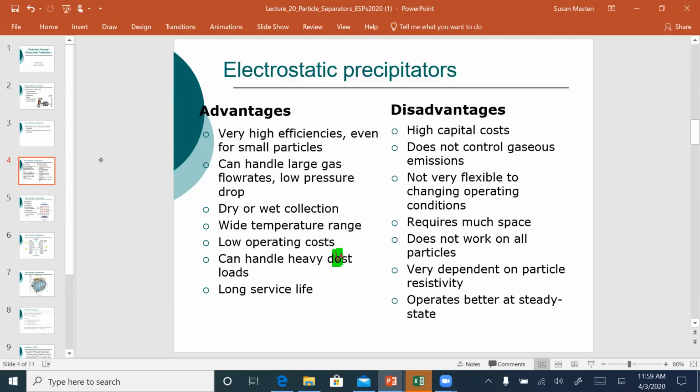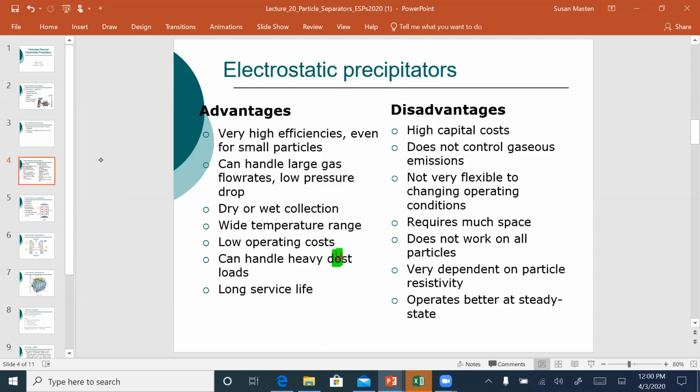Dust loads, and they're extremely durable. They have a long service life with very little maintenance. The main disadvantage is the capital cost. They're extremely expensive to install, and they don't control gaseous emissions.